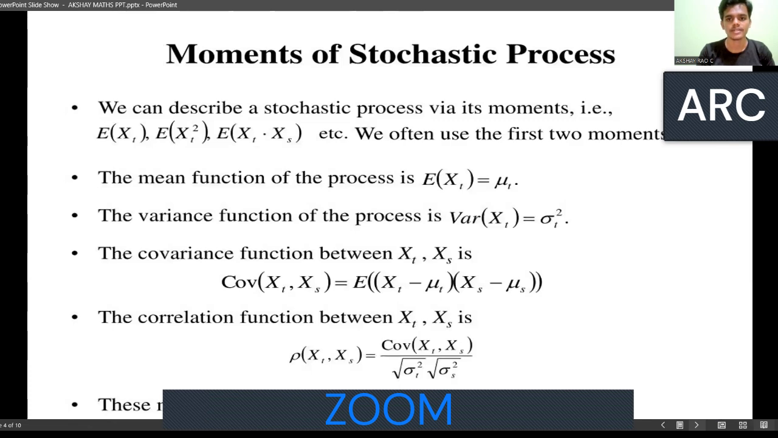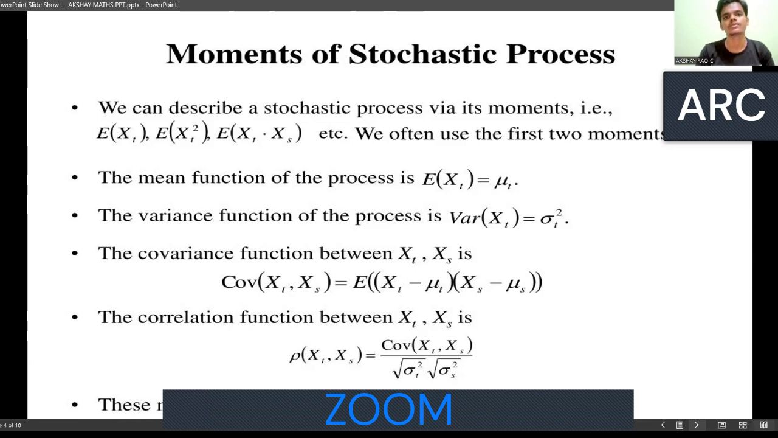The moments of a stochastic process. We can describe a stochastic process by its moments, that is E of Xt, E of X squared t, E of Xt times Xs, etc. We often use only the first two moments, which are E of Xt and E of X squared t. These are commonly used while solving problems. E of Xt times Xs is rarely used.